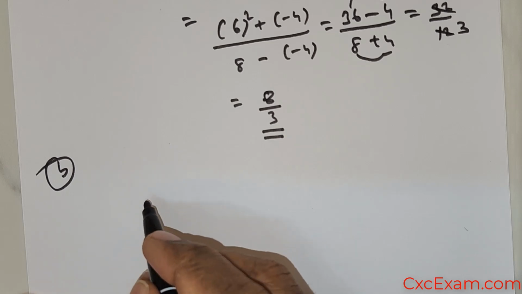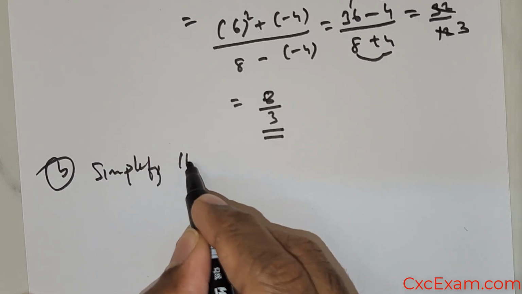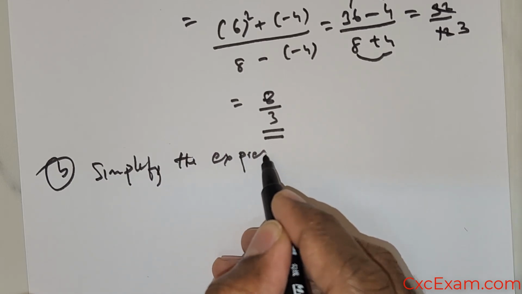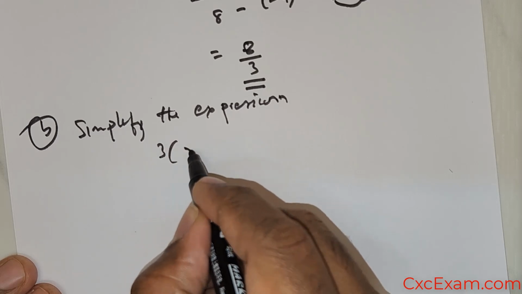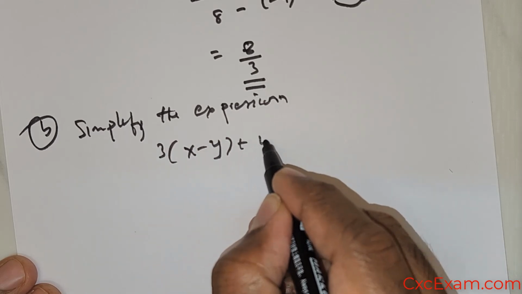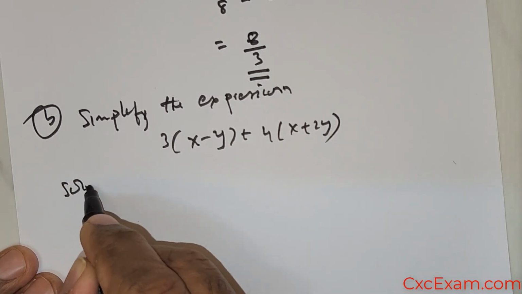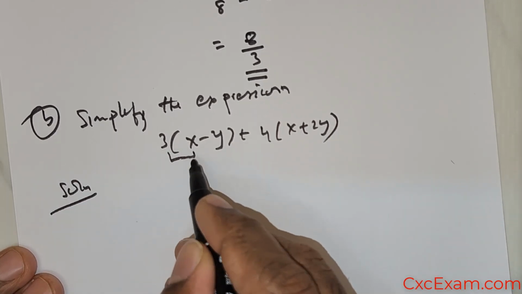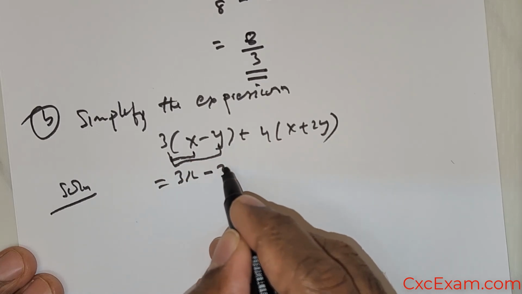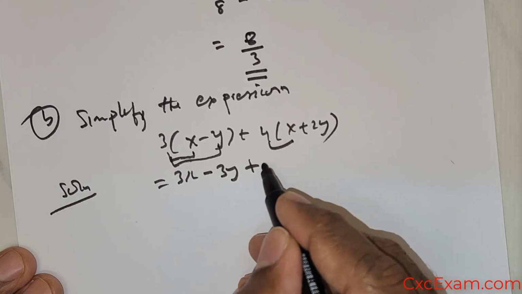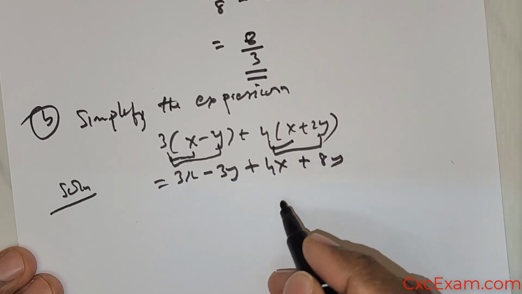Now this is B. Simplify the expression. So you have 3 of (x - y) + 4 of (x + 2y). Now this is the solution. You distribute this. 3 into x will give you 3x. 3 into -y will give you -3y. 4 times x will give you 4x. 4 times 2y will give you 8y.